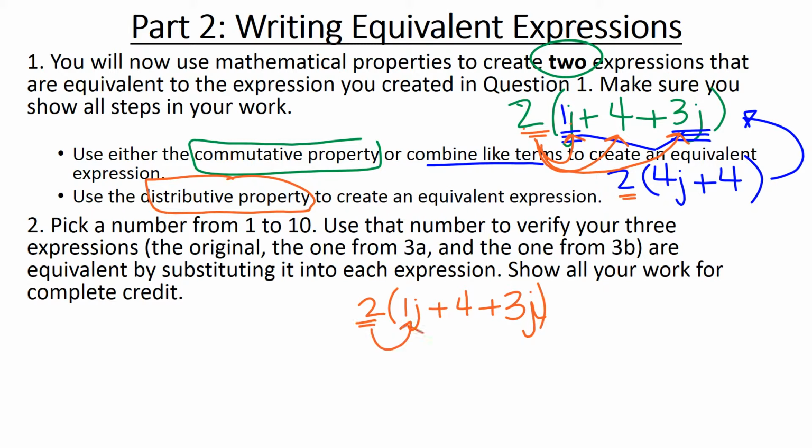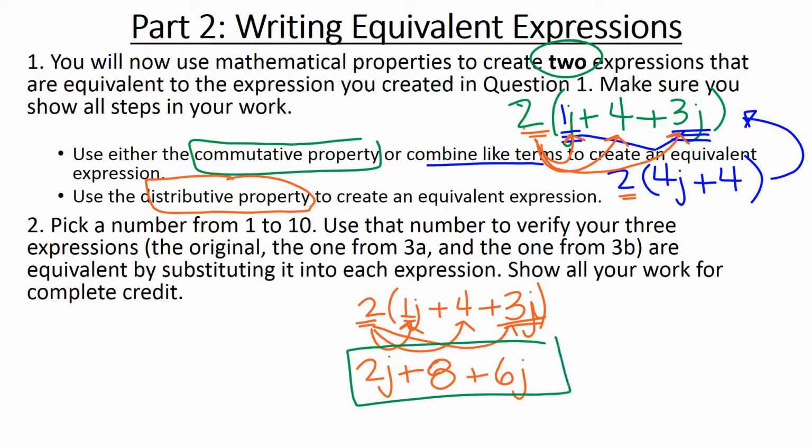So the distributive property tells me I'm multiplying, whoops, not an i, a j, and I take my 2 and I say, well, what's 2 times 1? And it's 2, and then I just attach my j. And then I do, okay, well, what's 2 times 4? And I get 8, so I put plus 8 because it's positive 8. And then I do 2 times 3j, so 2 times 3, which is 6, and then I attach my j. So my answer for my distributive property would be this.